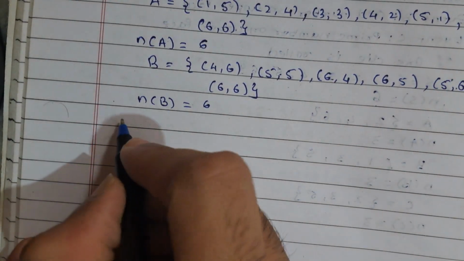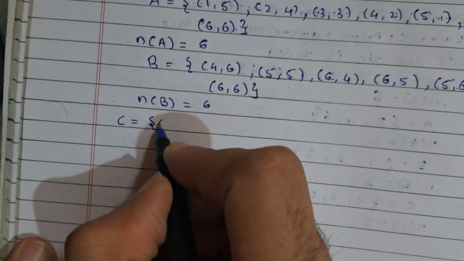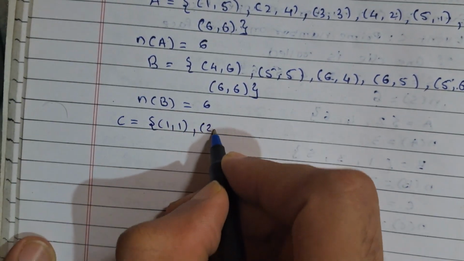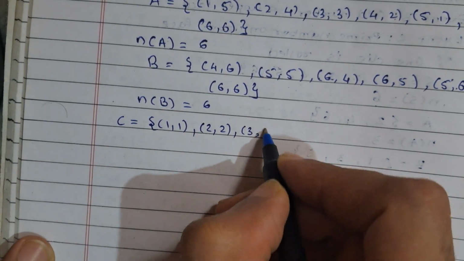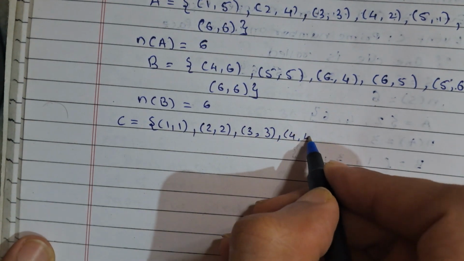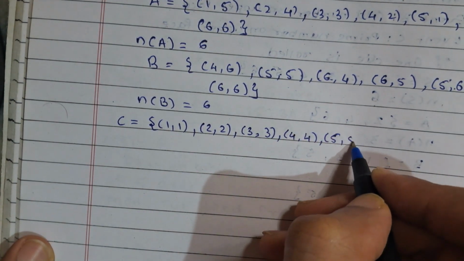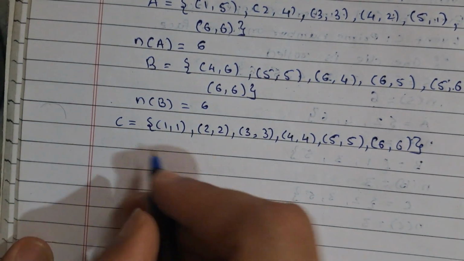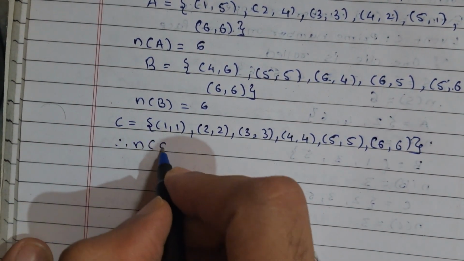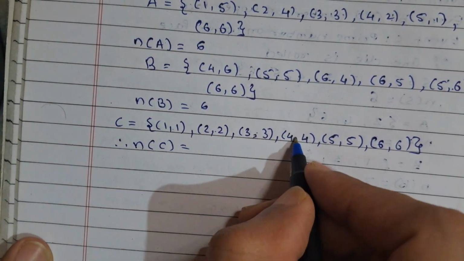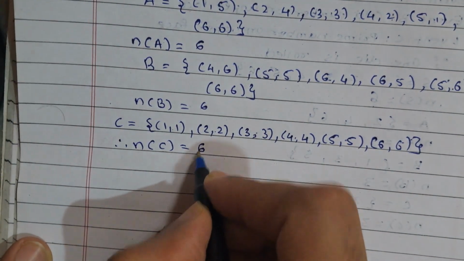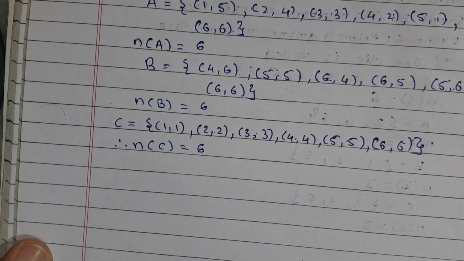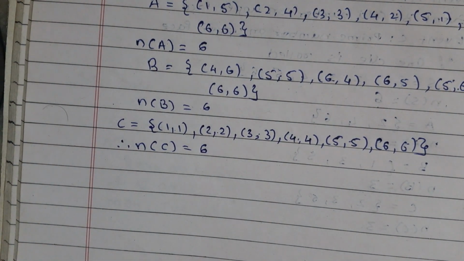So finally let me write event C with all these values, which will contain 1 comma 1, 2 comma 2, 3 comma 3, 4 comma 4, 5 comma 5 and finally 6 comma 6. So that means n of C will be 1, 2, 3, 4, 5, 6. We have 6 pairs, so n of C will be 6. Simple as that.